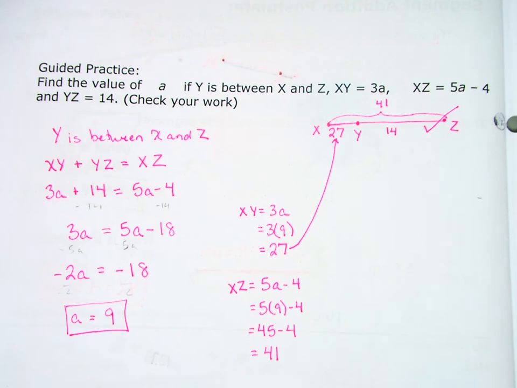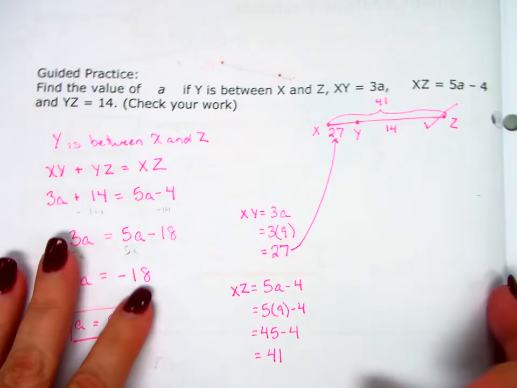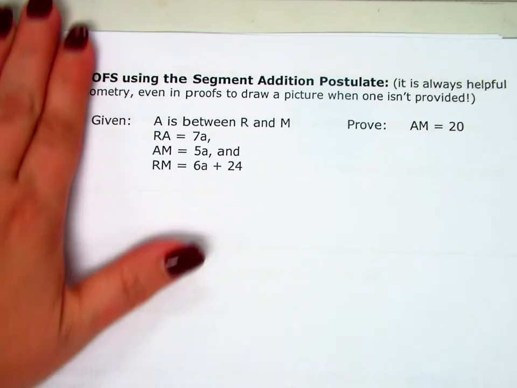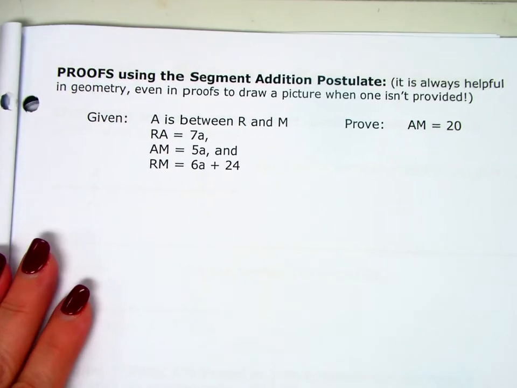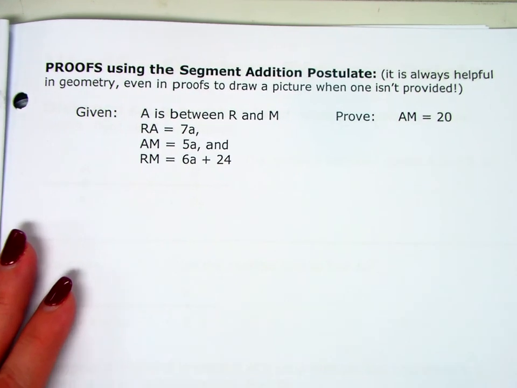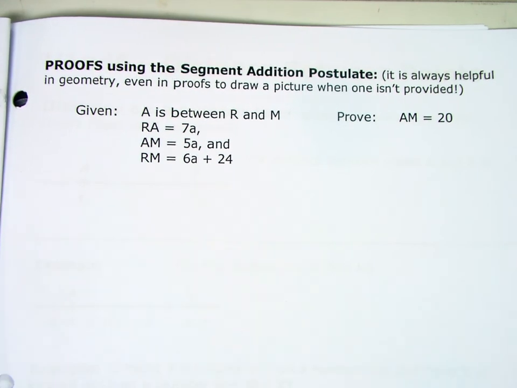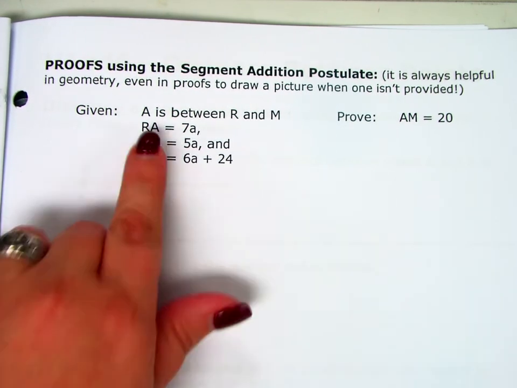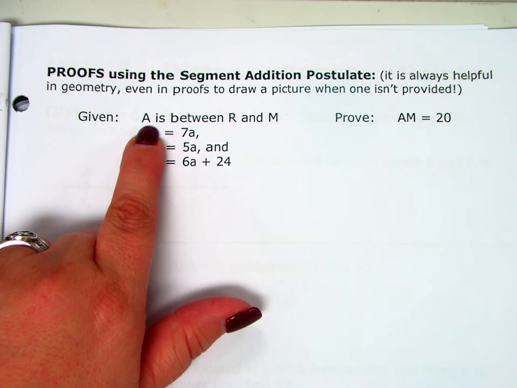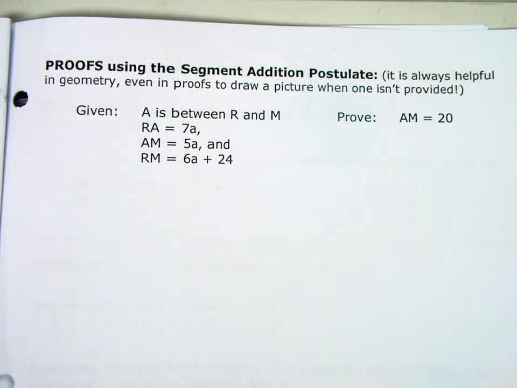Who's ready for a proof? Yeah. Awesome. Okay, let's do a proof. Proofs using segment addition postulate. It's always helpful in geometry, even in proofs, to draw a picture if one isn't provided. So guess what I'm going to do first? Draw a picture. Yeah, because my first given is a picture. It's given A is between R and M.